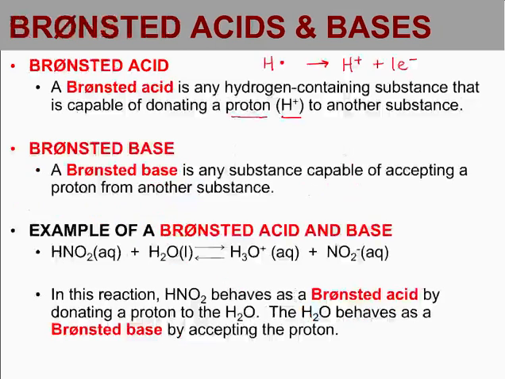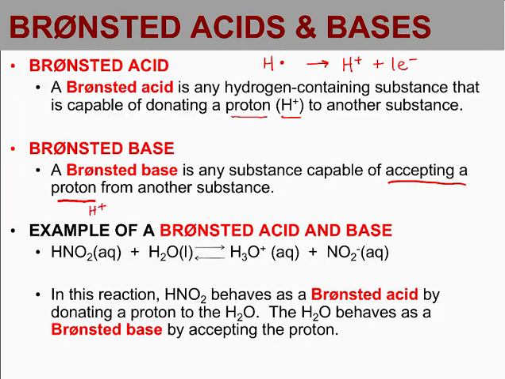But the Bronsted definition says that a base is any substance capable of accepting a proton from another substance, so a hydrogen ion. Now, this is a broader definition because some bases might produce hydroxide ions in solution, but it's not obvious that it does. This Bronsted base definition just allows for a broader group of bases.